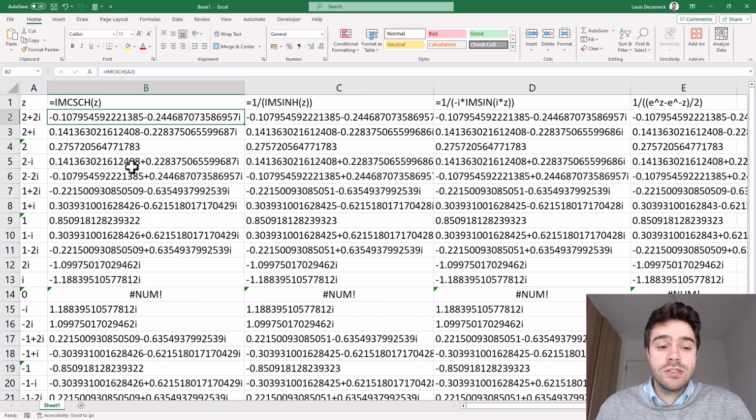So that's our result. So whenever you are looking to calculate the hyperbolic cosecant of a complex number, use the IMCSCH function within Excel.